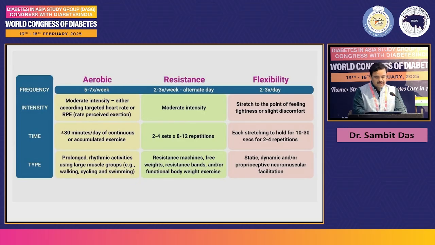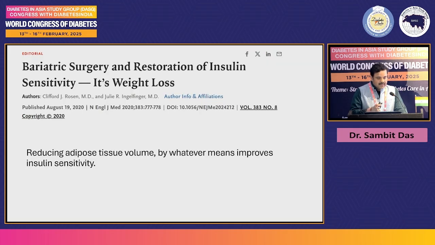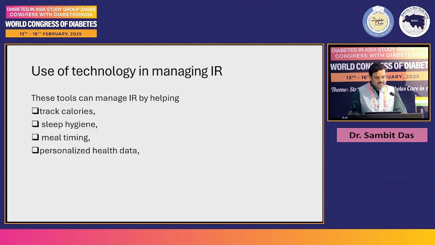Flexibility: 2 to 3 times a day, stretch to the point of feeling tightness or slight discomfort, each stretch held 10 to 30 seconds for 2 to 4 repetitions, and it improves flexibility; the types are static, dynamic and proprioceptive neuromuscular facilitation. Any weight loss is going to help, as I have told. Bariatric surgery has also helped, reducing adipose tissue volume, and by whatever means, it improves insulin sensitivity.